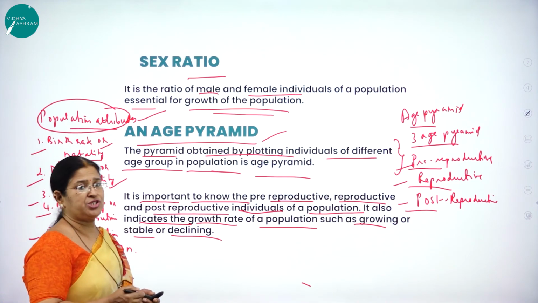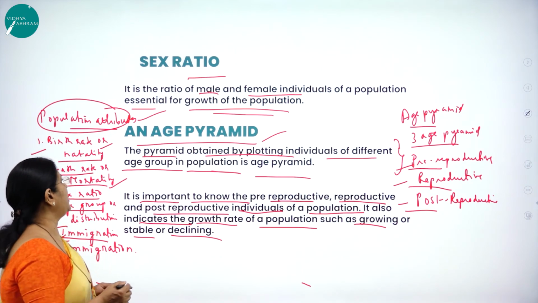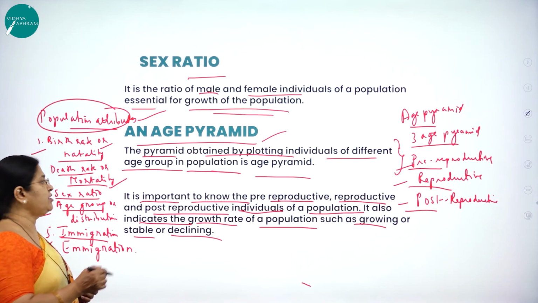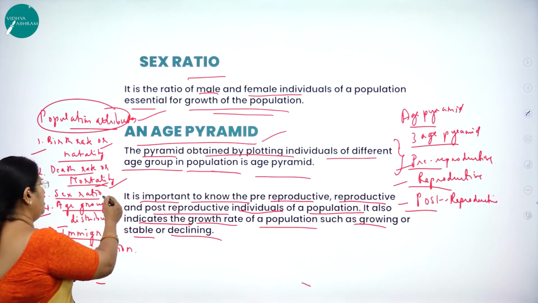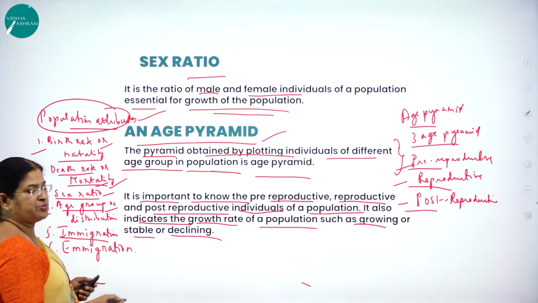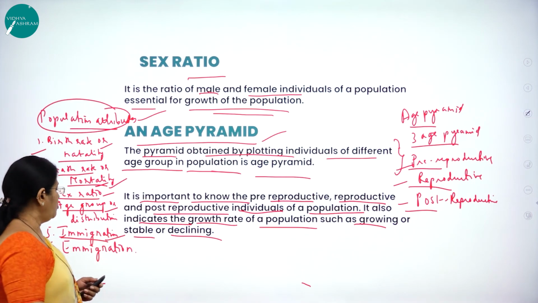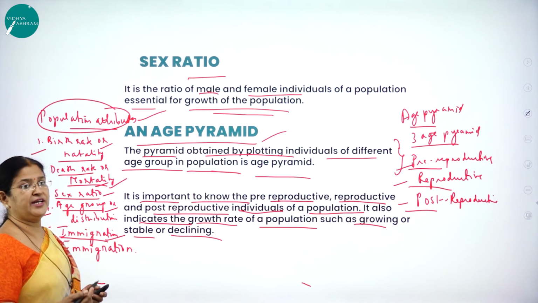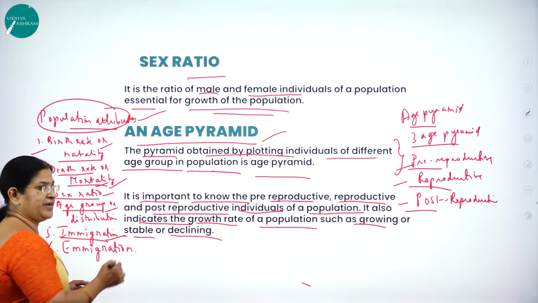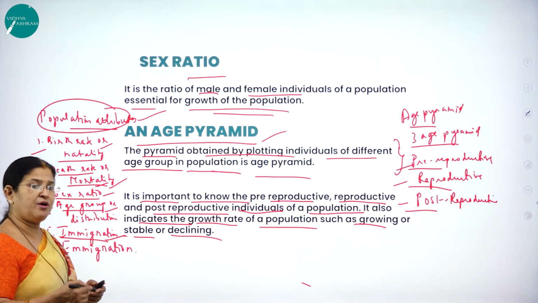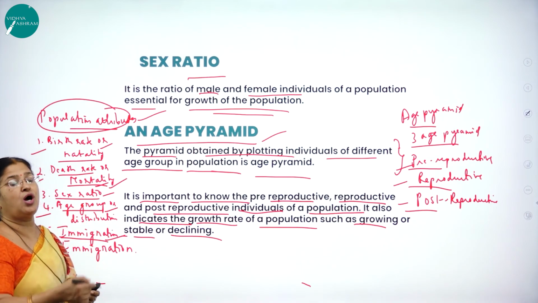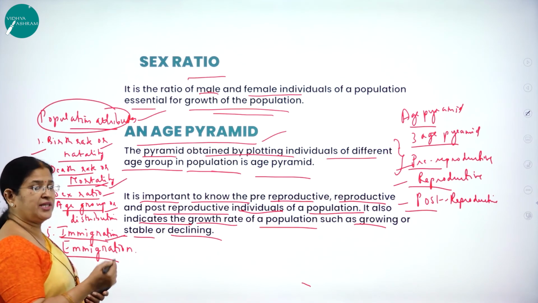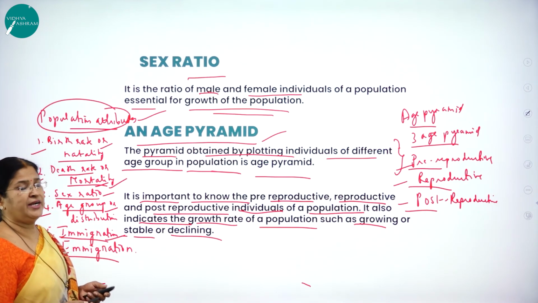So what is sex ratio? A sex ratio is one of the population attributes. What are the 6 population attributes? Birth rate or natality, death rate or mortality, sex ratio, then age group, that is here the age pyramid. Then we have immigration. What is immigration? People coming inside, like people from outside the country entering our country, are called immigrants. Like that, some of our individuals go out of the society, out of the population, and they are called emigrants. Based on this, the population may increase or may decrease.